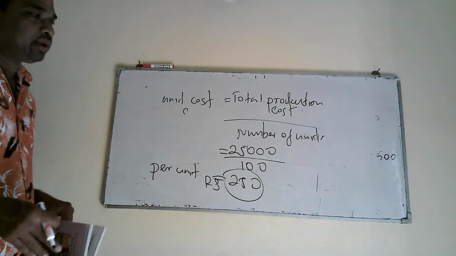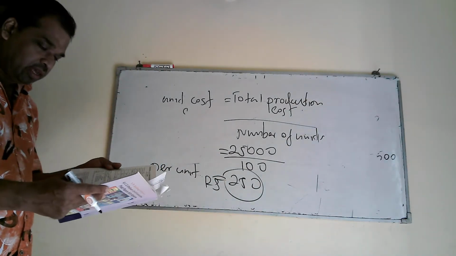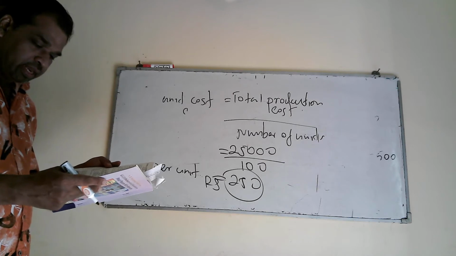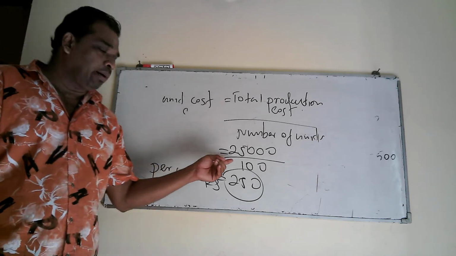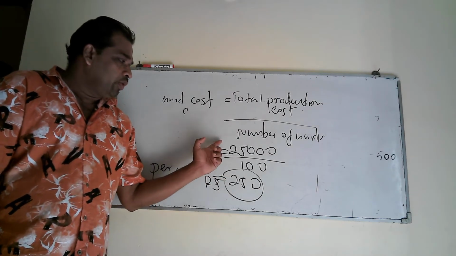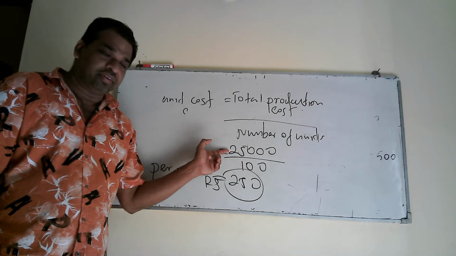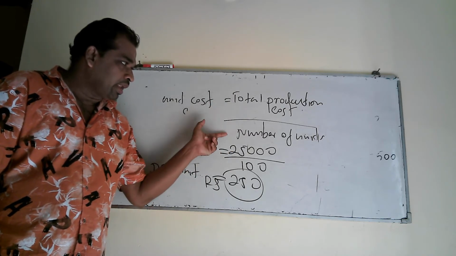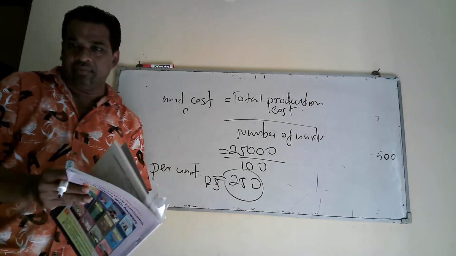If you want to calculate unit selling price, here we are not given a profit margin, but anyway, as we are given the number of units produced, 100, we have calculated the total production cost. Then total production cost divided by number of units, we can take the unit cost. Right.